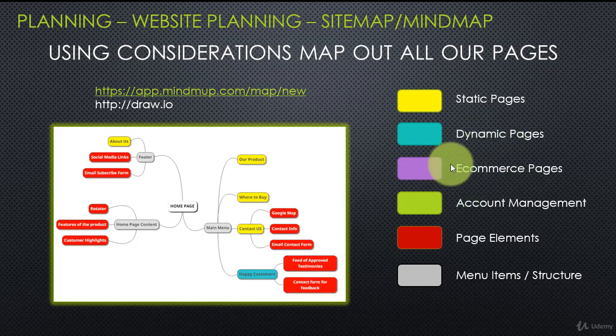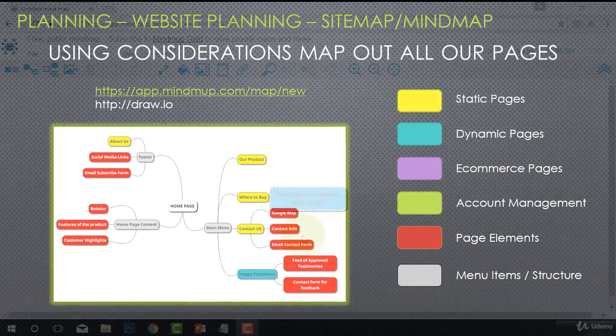E-commerce pages, so in purple, and those could be product pages, things like that. Or sorry, not account pages, that's green. But anything related to e-commerce, maybe your shopping cart and things like that. Page elements are specific elements within a page. So like a static page here, contact us, we've got a Google Map element, a contact info element, and an email contact form element. So that's the red one. And finally, in gray are menu items, or the structure of how your menus are on your website.